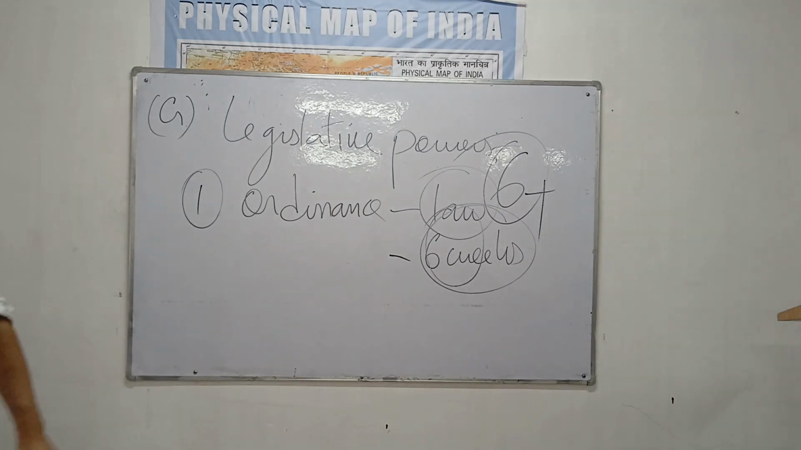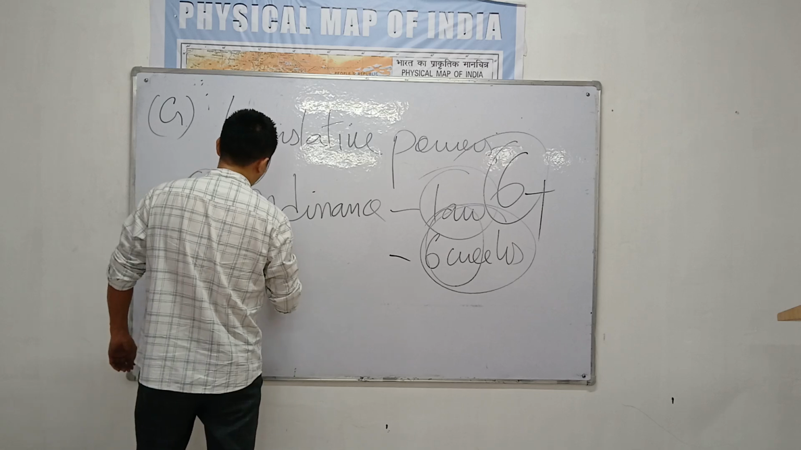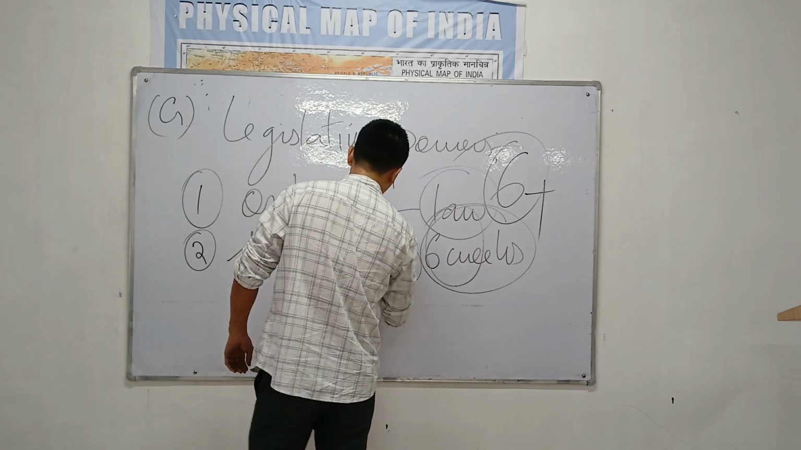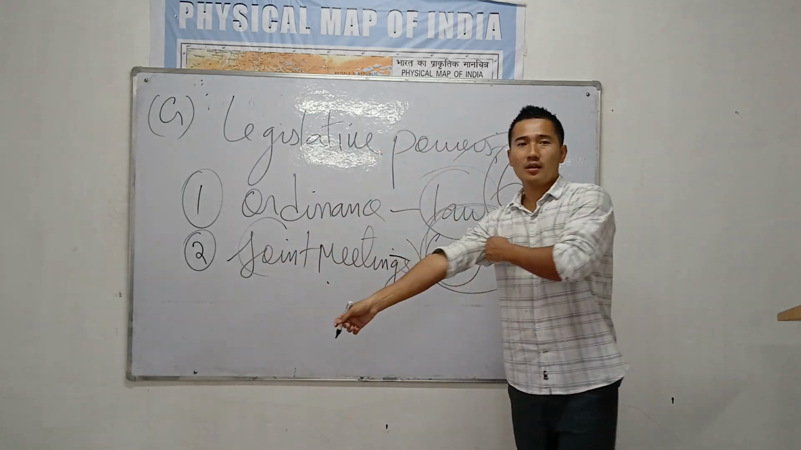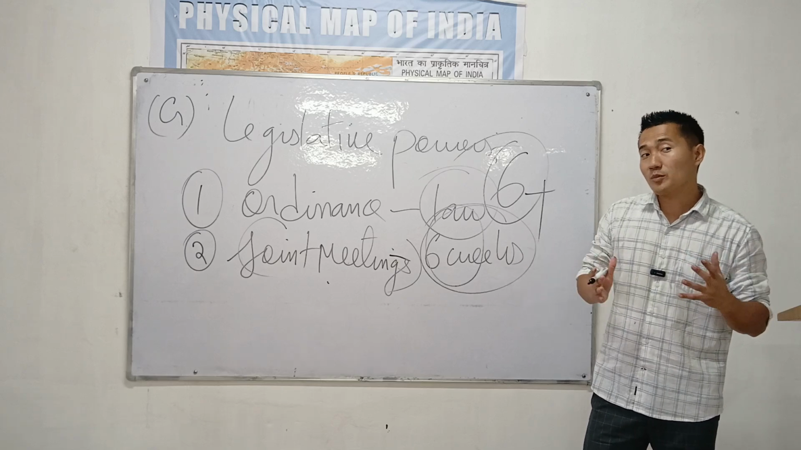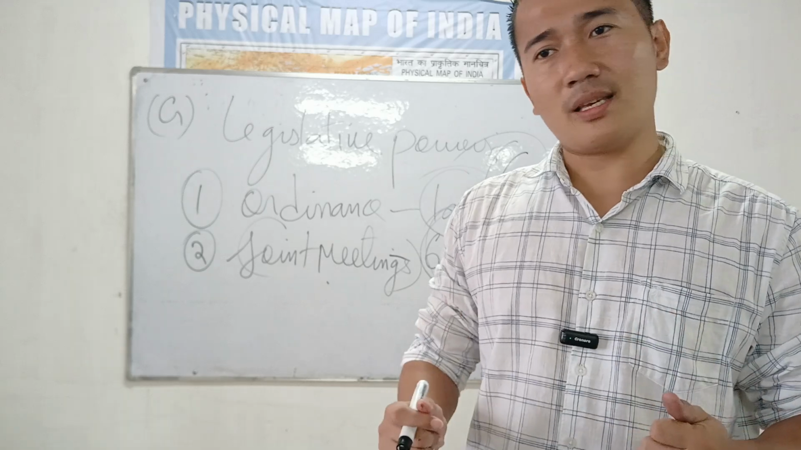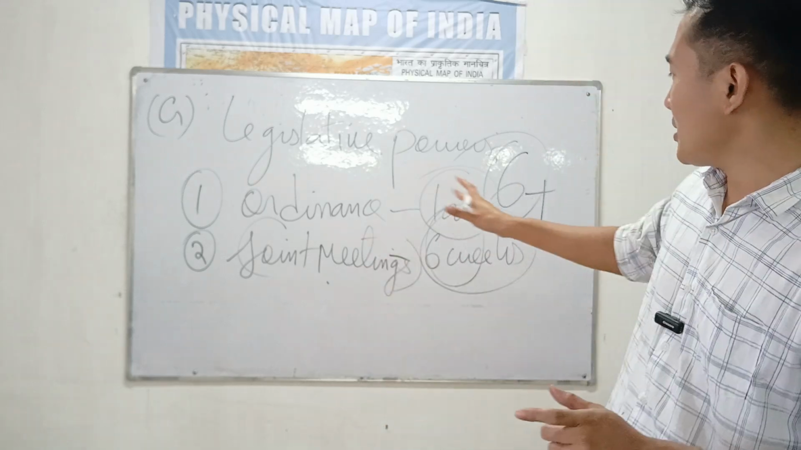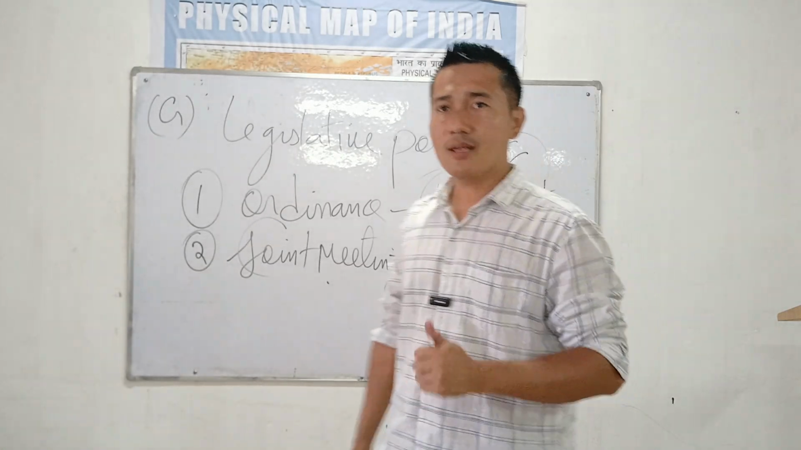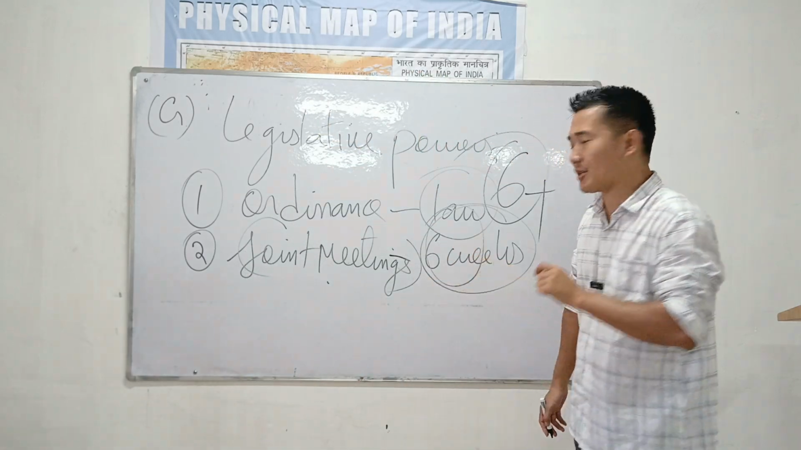Next point. Sometimes the Lok Sabha and Rajya Sabha have to come together to pass a bill. Sometimes the houses cannot pass a bill for almost 6 months. In that condition, it is the President who calls the joint sitting of both the houses. This is so important. Who calls the joint sittings? It is the President of India. Now he has to make sure who will preside over the meeting.